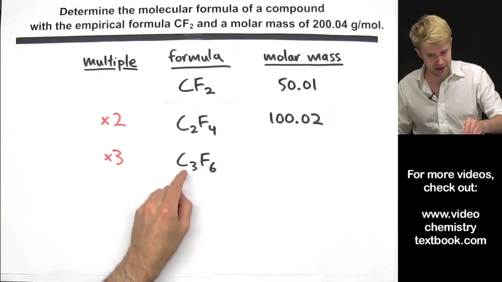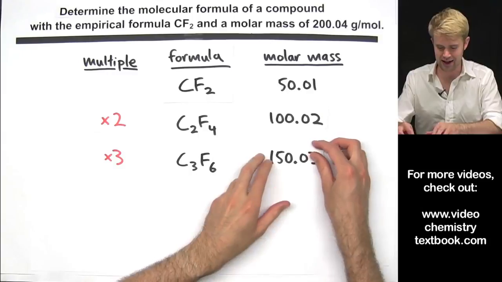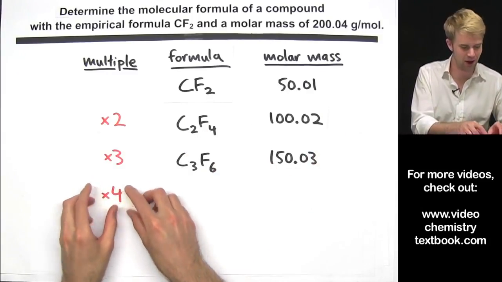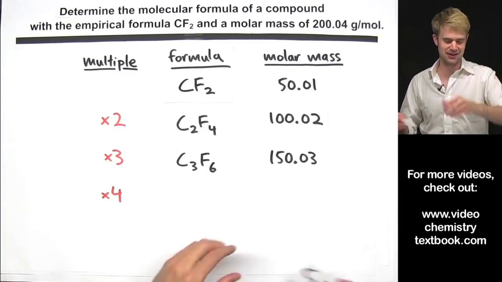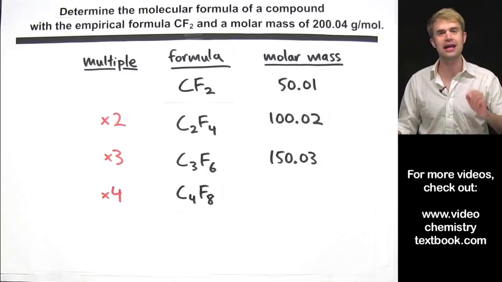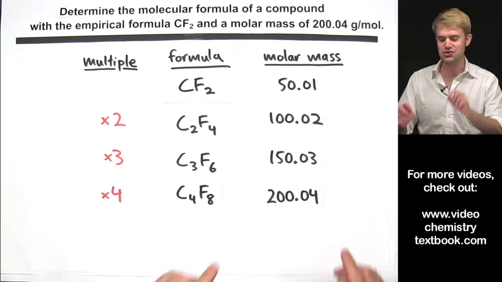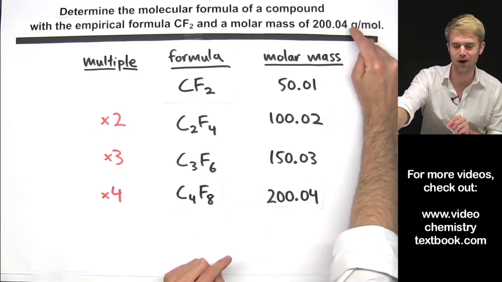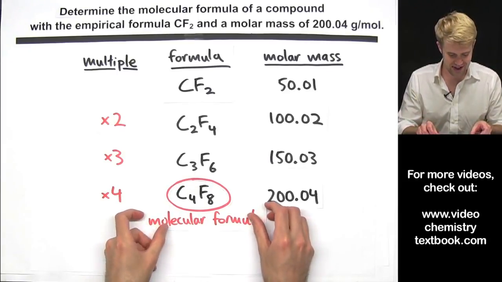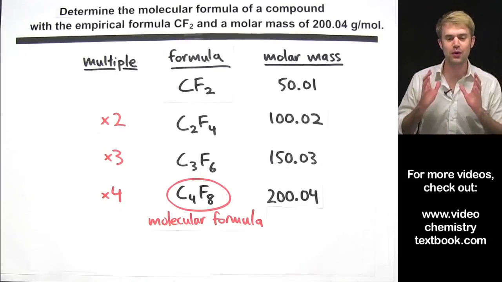We can figure out the molar mass of this compound by taking the molar mass of the empirical formula, multiplying it by 3, and getting 150.03. We could also take the empirical formula and multiply it by 4. You're probably getting the point here. We get C4F8 as a molecular formula, and its molar mass, 50.01 times 4, is 200.04. This is the molar mass that we're looking for, so it means that C4F8 is the molecular formula that we want.